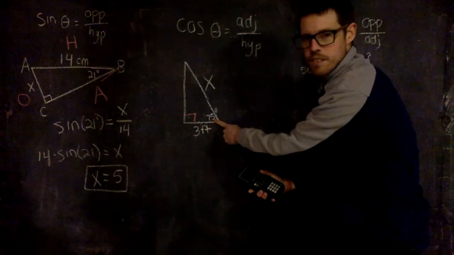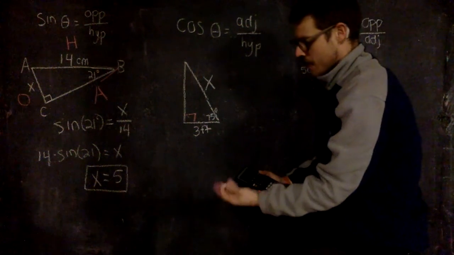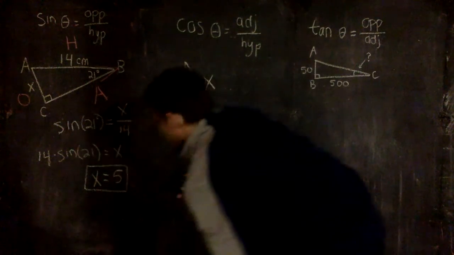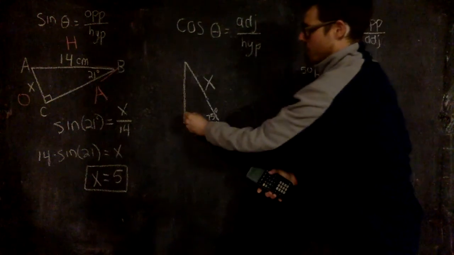I've given you an angle of 75 degrees. I can start by labeling my sides. That's very helpful for us. Anytime you're doing these trig problems, where's my hypotenuse?